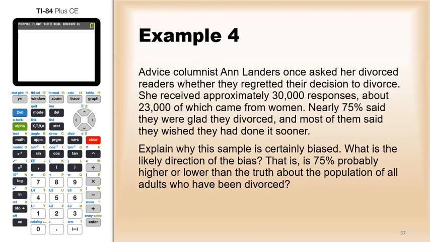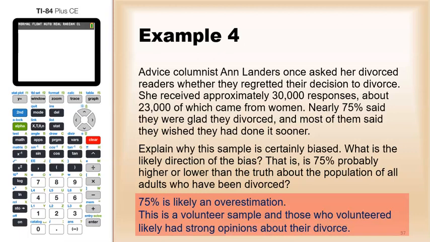Okay, so why is the sample certainly biased? And what is the direction of bias? So that is 75%. Is 75% probably higher or lower than the truth about the population of all adults who have been divorced? Well, I would think 75% is probably an overestimation. This is a volunteer sample, and those who volunteered likely had strong opinions about their divorce.